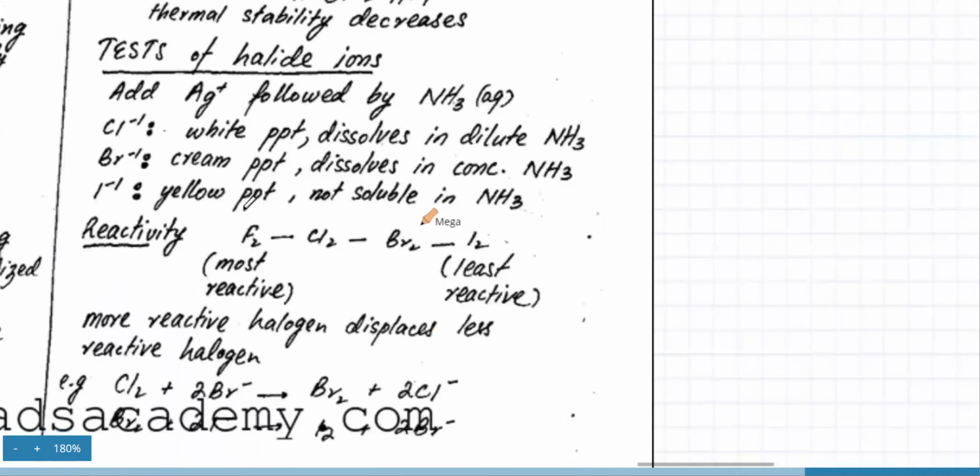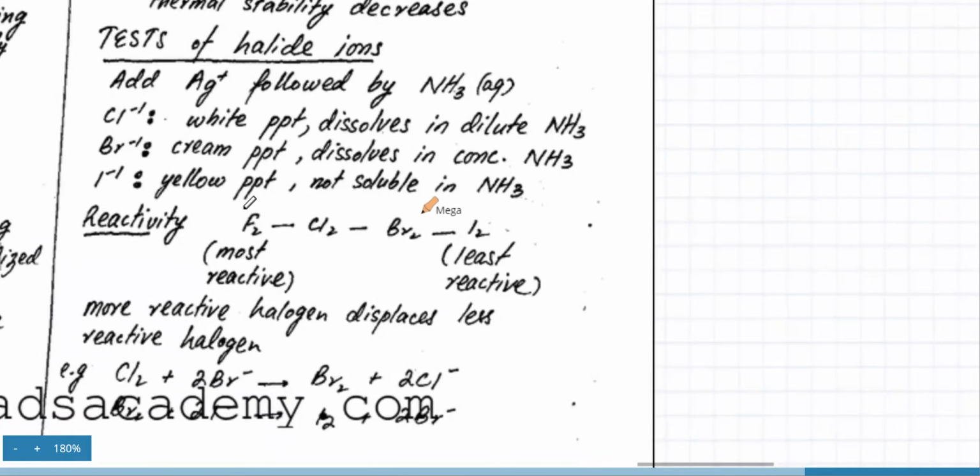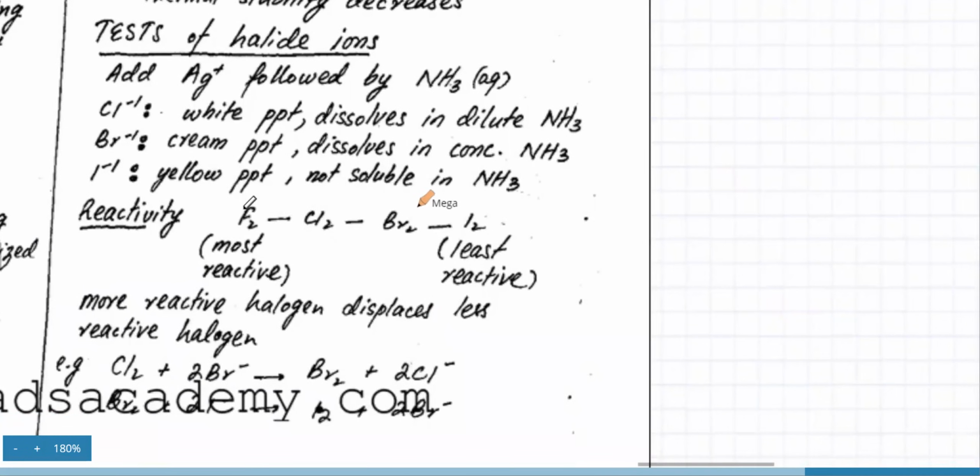The next part is the test of halide ions. These are just the old tests. What you have to remember carefully is that Cl⁻ forms a white precipitate, Br⁻ forms a cream precipitate, and I⁻ forms a yellow precipitate.